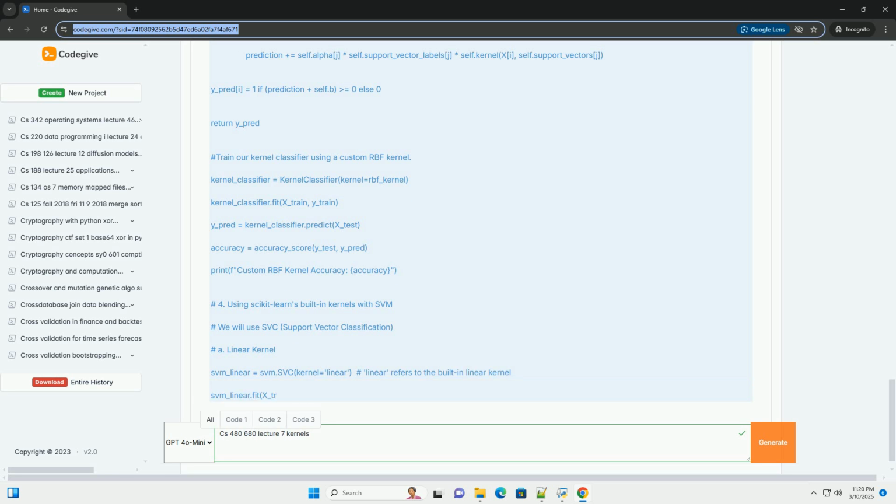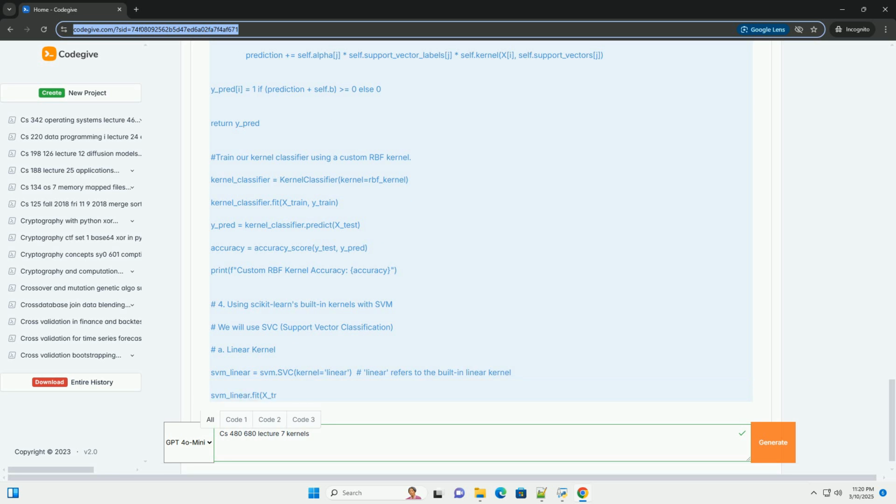Choosing the right kernel. There's no one-size-fits-all kernel. The choice of kernel depends on the characteristics of your data and the problem you're trying to solve. Experiment with different kernels and compare their performance using cross-validation.